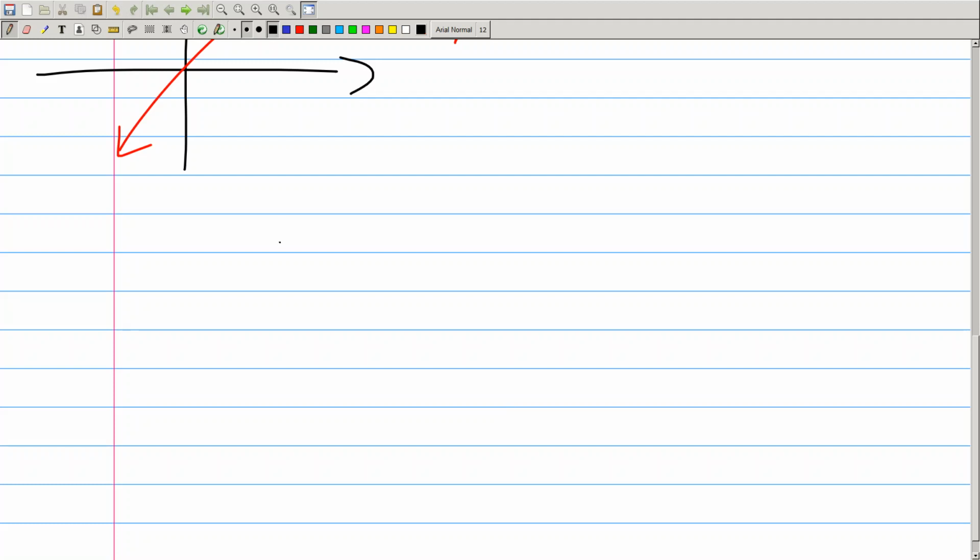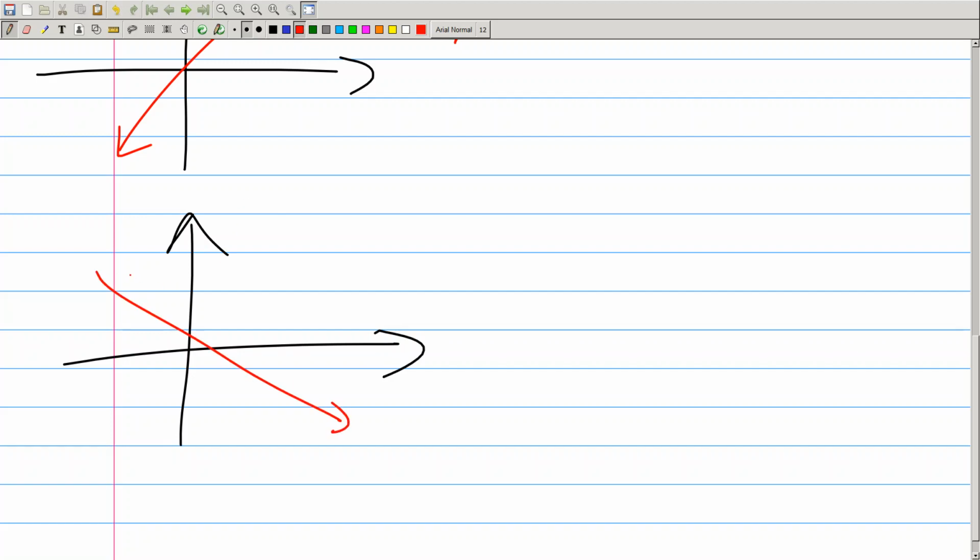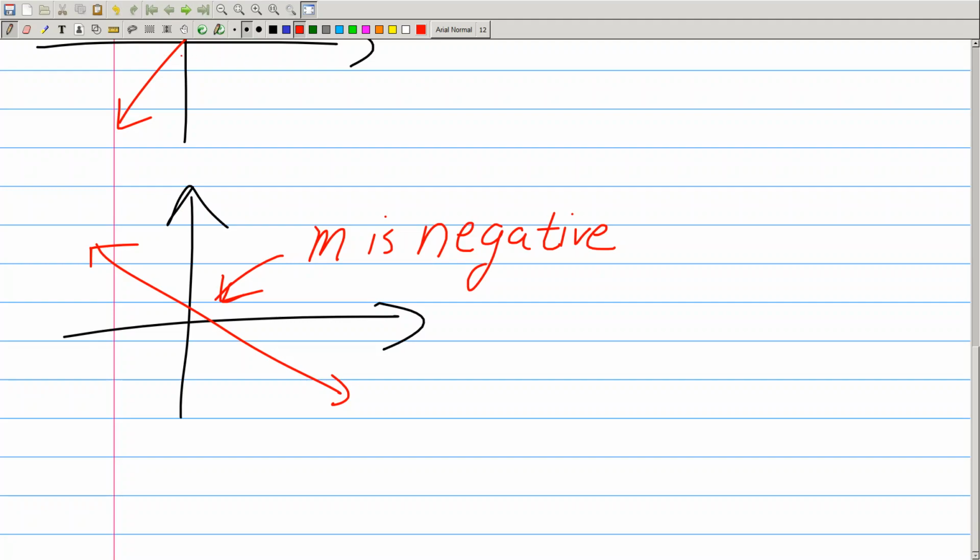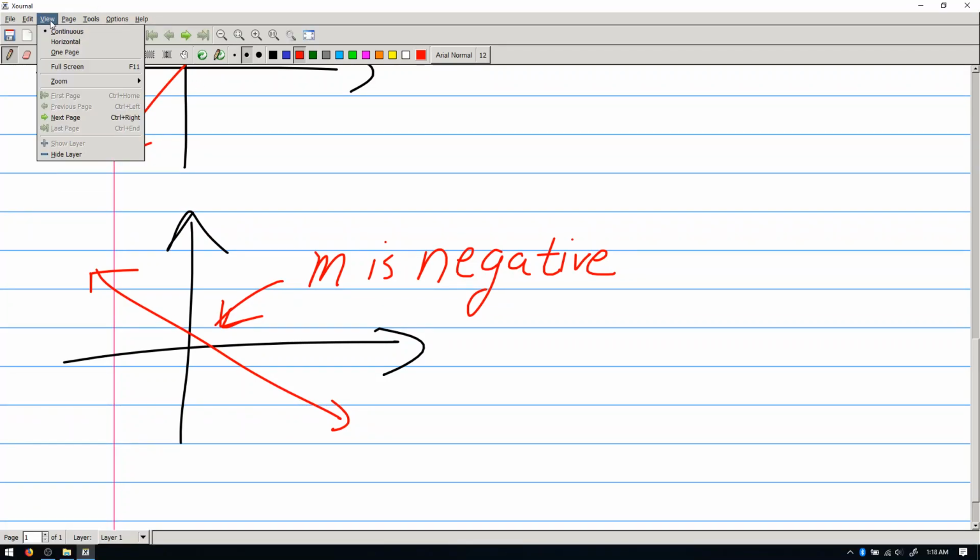So m negative means the line falls to the right. I'm going to show you what that looks like. So a line falls to the right. So this means m is negative. So let's do some examples where we start to describe if the line falls or if the line rises. Let's describe what the y-intercept would be, where it would cross the y-axis.